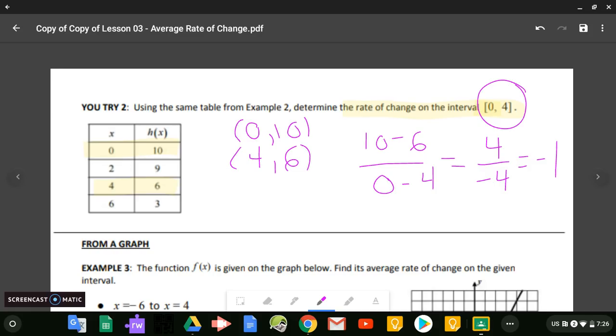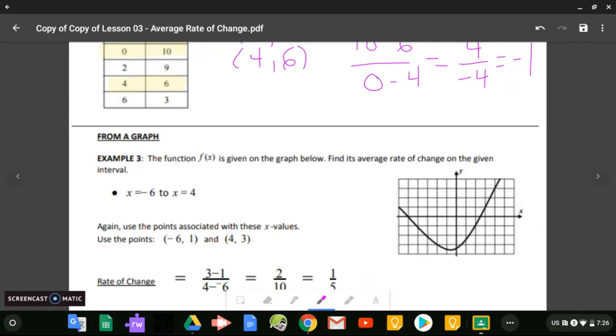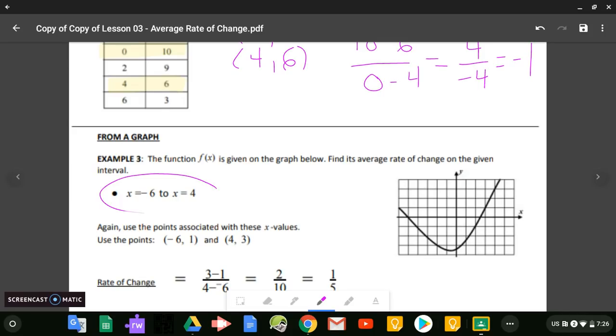The last type of question, instead of having points or pulling from a table, I can have you pull from a graph. So here, they gave us the graph of a function, and they want the rate of change from x equals negative 6 to positive 4. So again, just like with the table, we're going to look up the points. So here, I'm going to look up the point negative 6, and I'm going to find the correlated y, which is 1. So we can just count that out right here. And same idea, I'm going to look up when x is positive 4, and I'm going to find the y that goes with it.